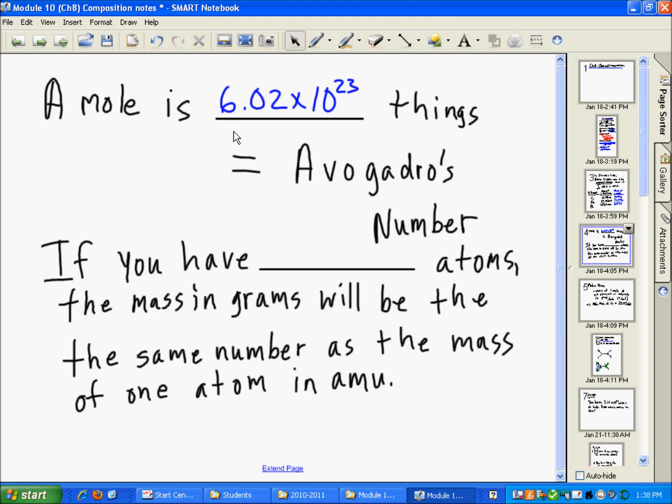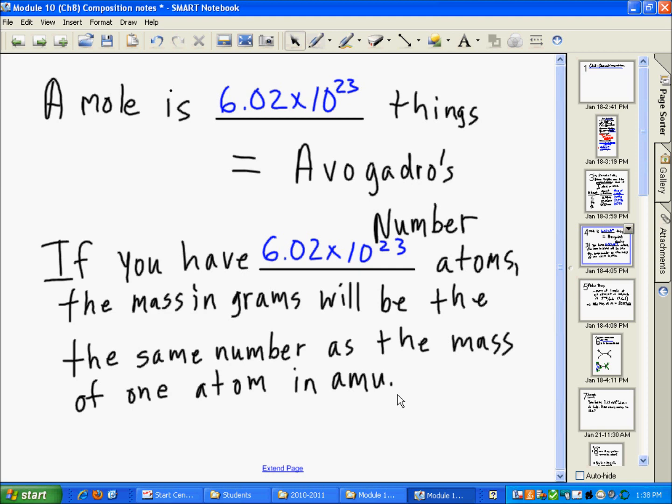And there is a reason for choosing that particular number. And the reason is that if you have that number of things, the mass of that number of things in grams will be the same number as the mass of an atom in AMU. So if you have a mole of atoms, which is 6.02 times 10 to the 23 atoms, then the mass in grams will be the same as the mass of one atom in AMU.